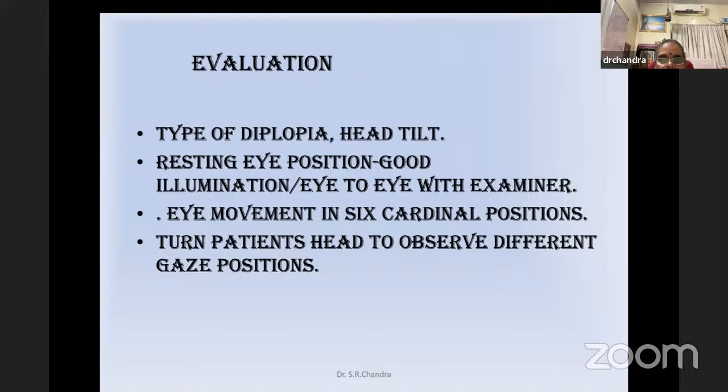Then check the eye movements in the 6 cardinal planes: superior, inferior, lateral, medial, and oblique. Then turn the patient's head to observe different gaze positions. Then patient head movement is done to find out the version movement. Is the version all right?